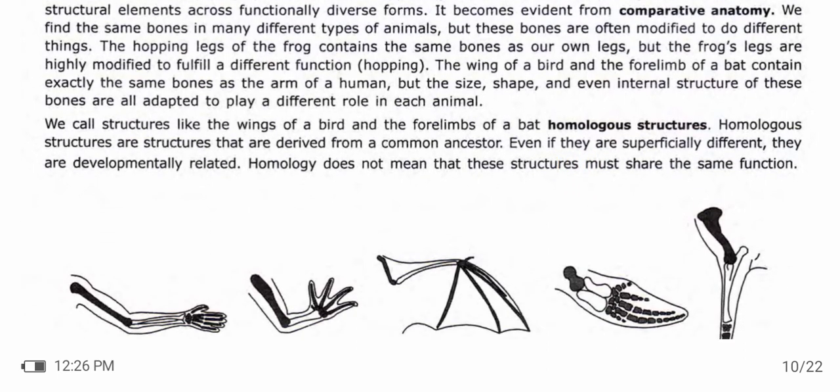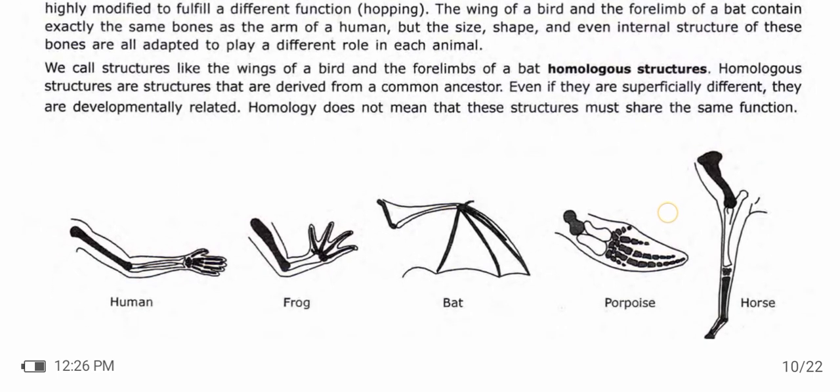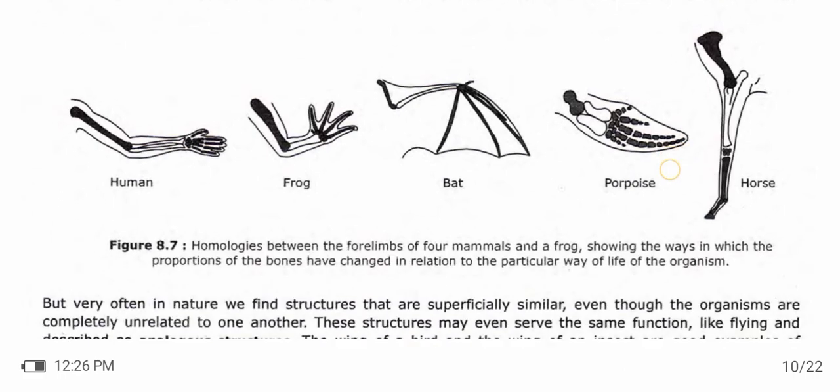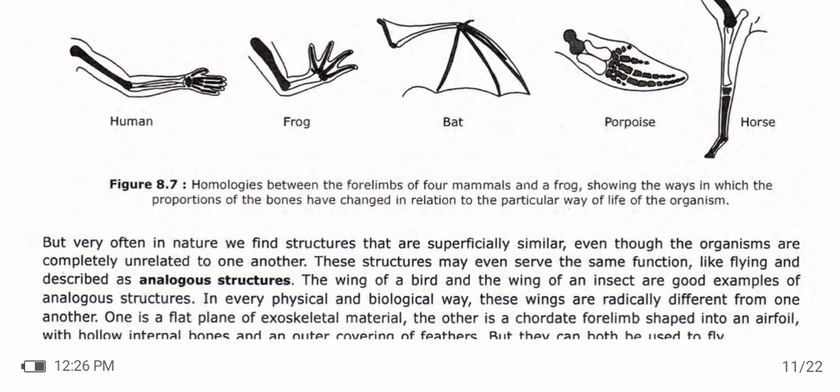We call structures like the wings of a bird and the forelimbs of a bat homologous structures. Homologous structures are structures that are derived from a common ancestor. Even if they are superficially different, they are developmentally related. Homology does not mean that these structures must share the same function. Human, frog, bat, porpoise, and horse. Homologies between the forelimbs of four mammals and a frog, showing the ways in which the properties of bones have changed in relation to the particular way of life of the organism.